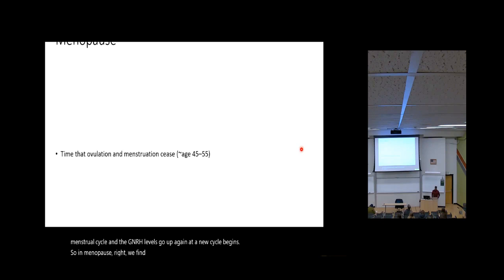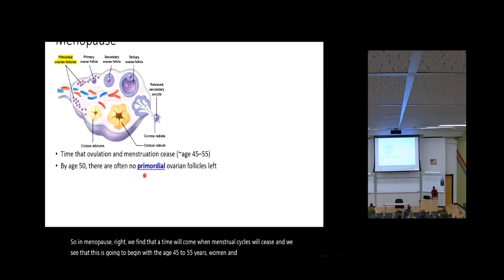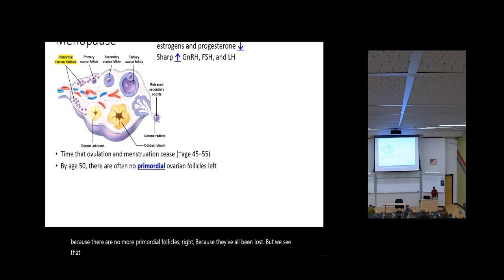So in menopause, we find that a time will come when menstrual cycles will cease, and this is going to begin between the ages of 45 to 55 years for women. This is because there are no more primordial follicles, because they've all been lost. But during menopause, the circulating levels of estrogen and progesterone will be low, but there will be a sharp increase in GnRH, FSH, and LH levels.